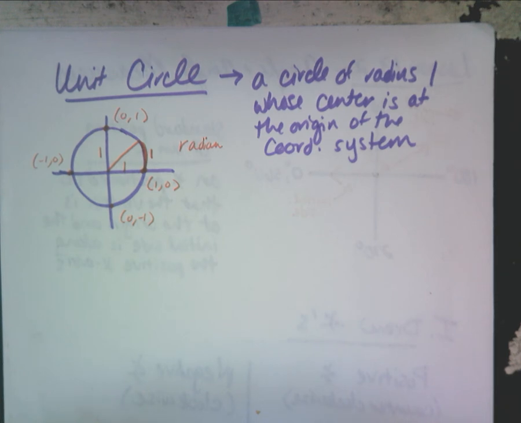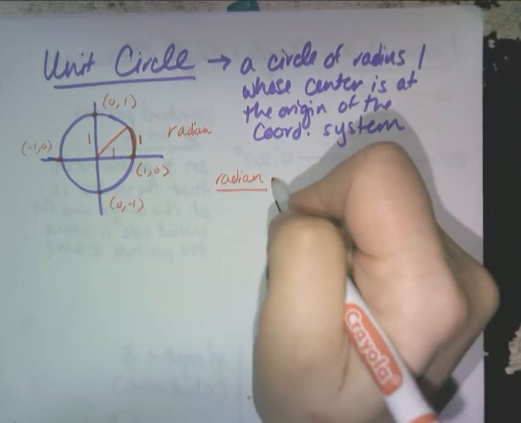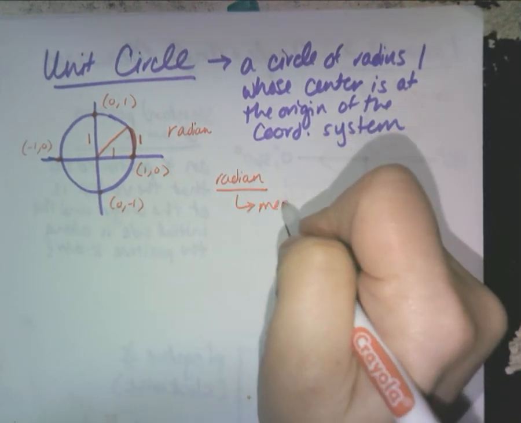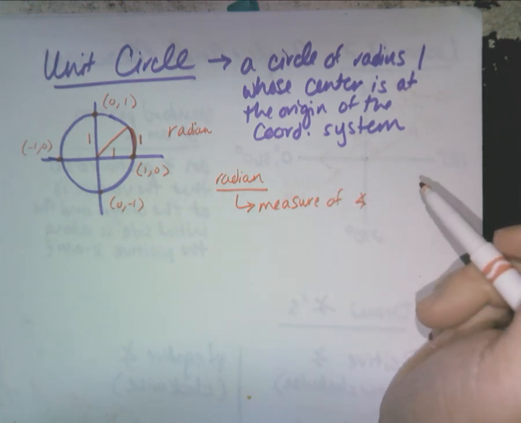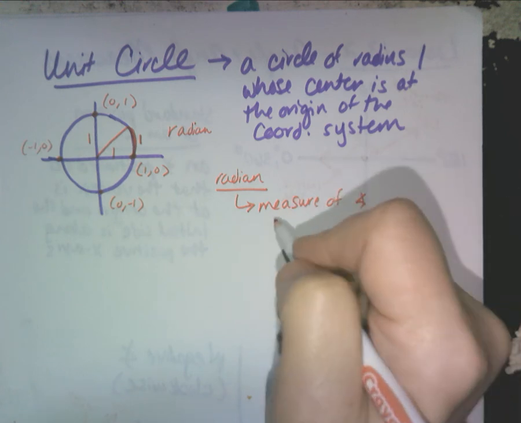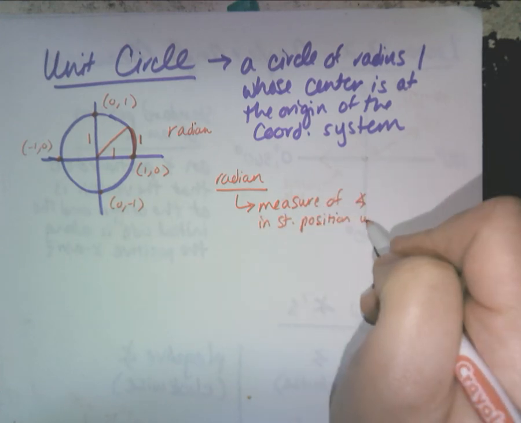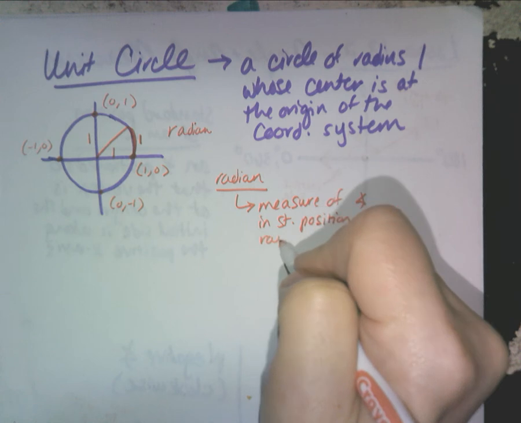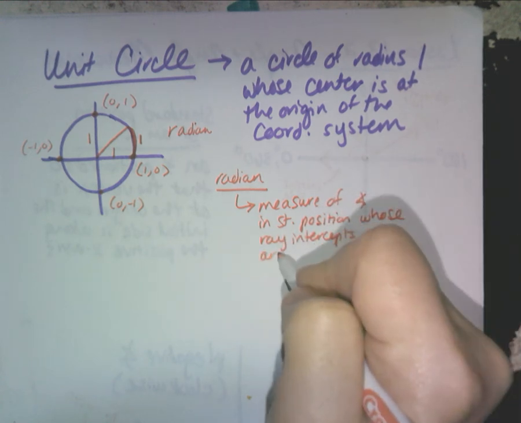But radians, again, let me give you a definition for radian, because we love to have definitions here. We're kind of doing geometry, that's why. It is the measure of an angle. So you can measure an angle in degrees. You can measure an angle in radians. Radian is used more often in calc. We use a lot of radians in calc. We barely use degrees. But it's the measure of an angle in standard position whose ray intercepts an arc length of 1.